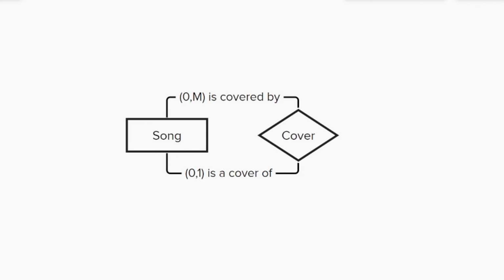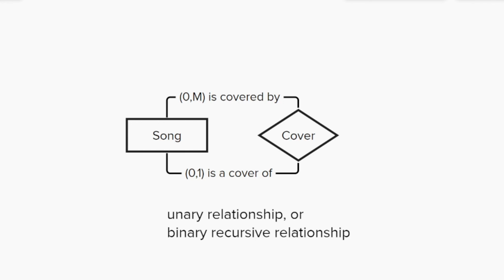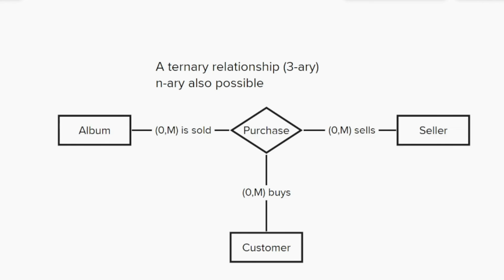This is particularly helpful when an entity is related to itself, which is allowed. Such a relationship is either known as a unary relationship, since only one entity is involved, or a binary recursive relationship. All the relationships we saw in the earlier parts of the video are simply normal binary relationships. However, ternary for three, or in general, n-ary relationships are possible.